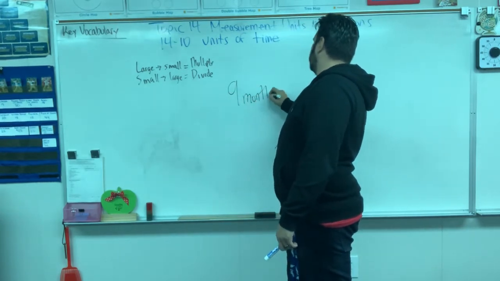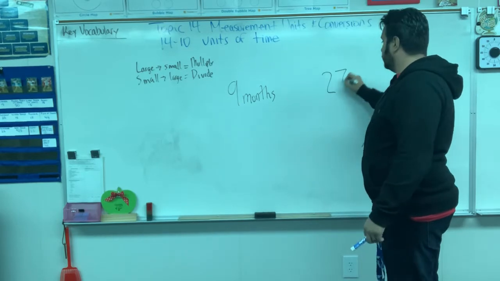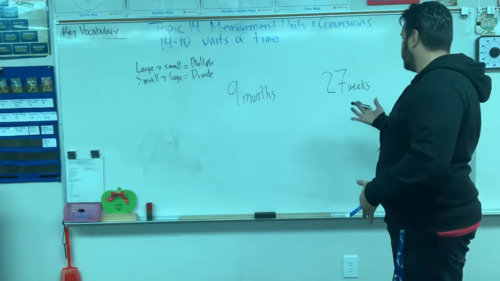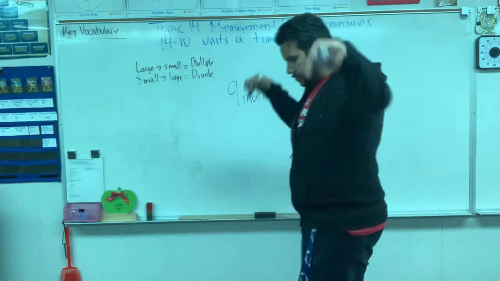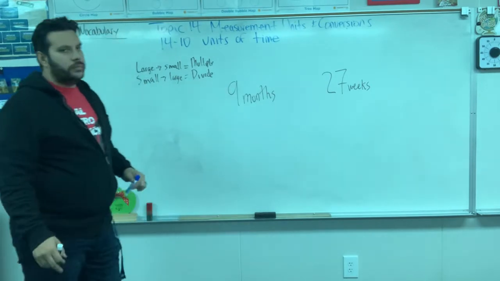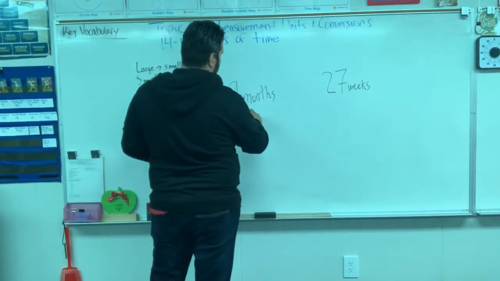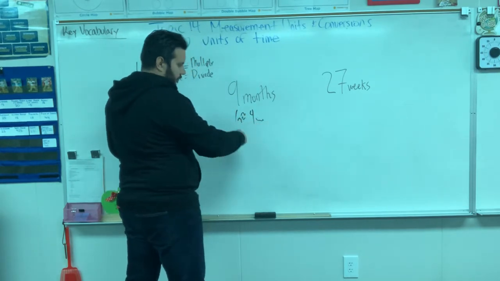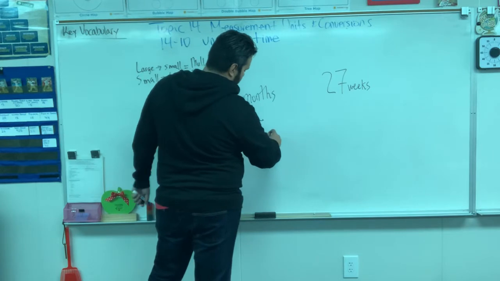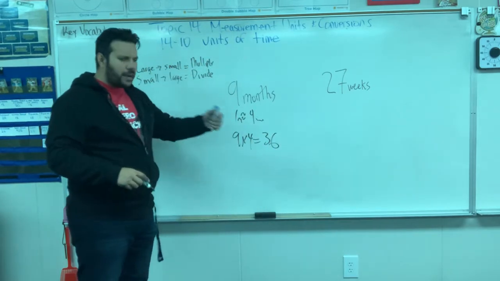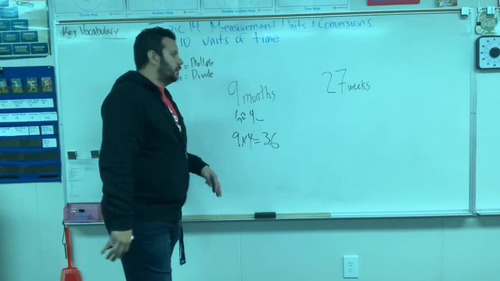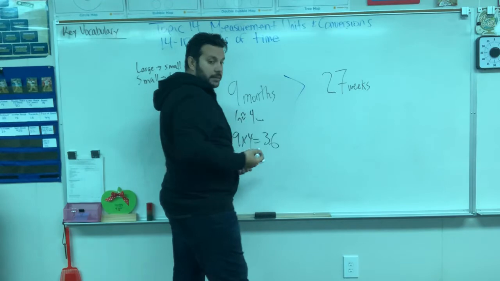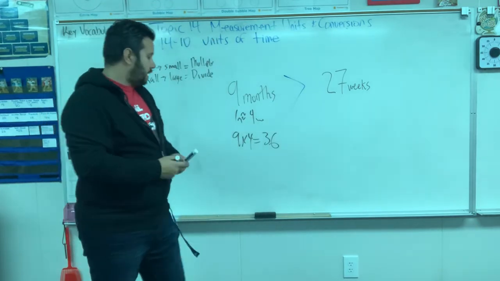Okay, 9 months or 27 weeks: greater than, less than, or equal to? Look at your chart. How many weeks in a month? Approximately 4. So 9 times 4 equals 36, right? Approximately. It's not going to be a lot less than that. 36 weeks compared to 27 weeks. 9 months is greater. Okay, and that makes a lot of sense.